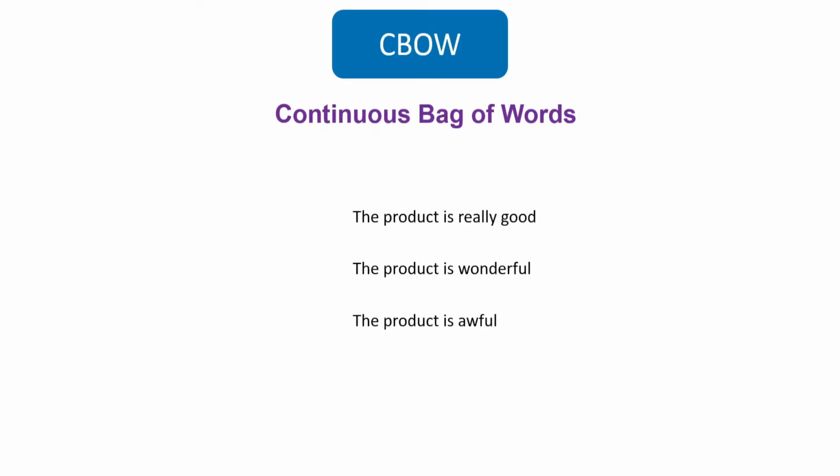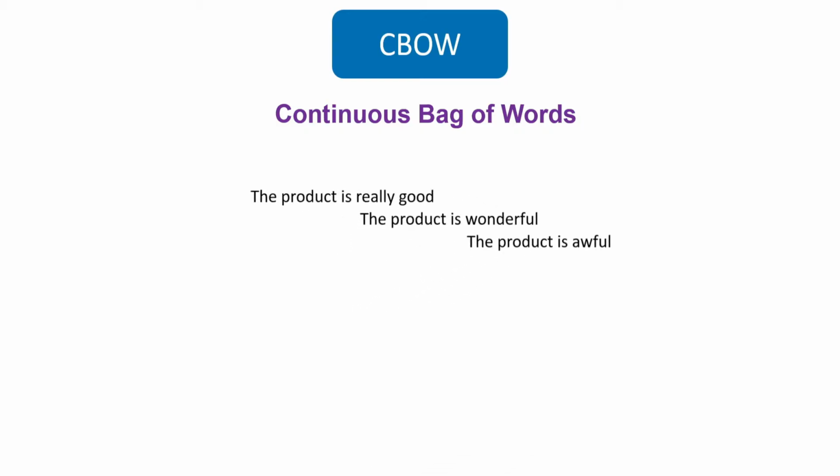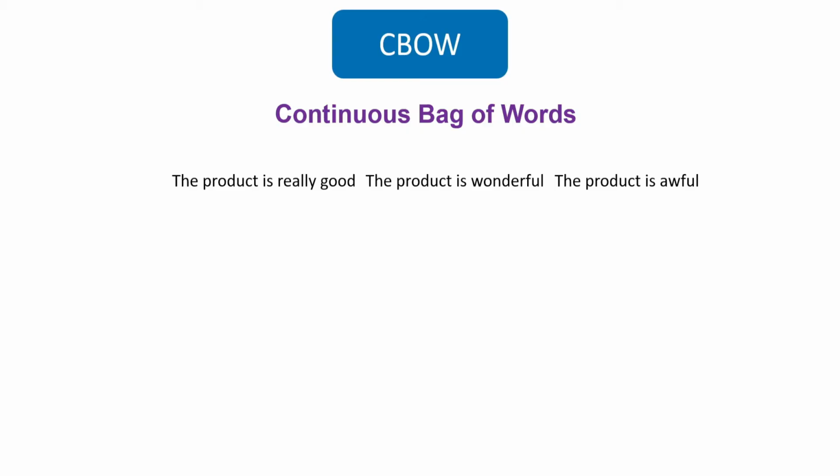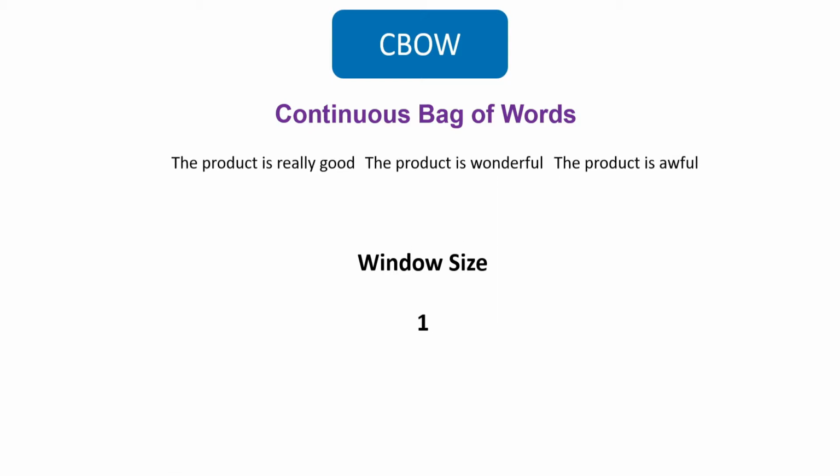Let's say we have these three sentences in our corpus. So the very first step will be we have to concatenate all these sentences so that it will become one single sentence. This is the first step. And the second step will be we have to choose a window size. Let's say the window size is 1 in this case. What is the use of this window size? Let me show you. If the window size is 1, then in your first sample, these two words, the and is will be your input words and product will be your target word. Similarly, in the second sample, product and really will be your input words and is will be your target word. This is the use of window size.